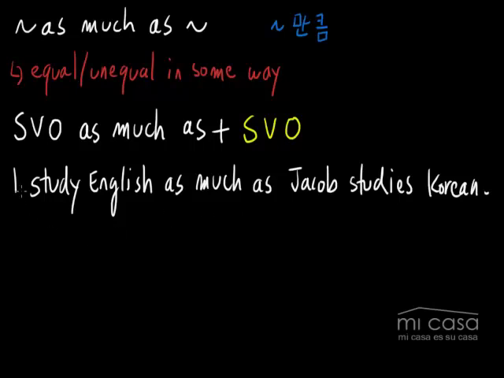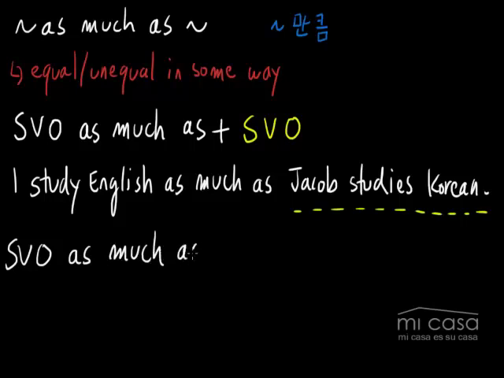And again, if you look at the structure, you have a full sentence, as much as, plus another full sentence. This is actually a little bit of a complicated sentence to start with, because often we just use it like this: subject, verb, object, as much as, plus a noun or an ing verb. And I would say that this is probably the most common way to use this structure.